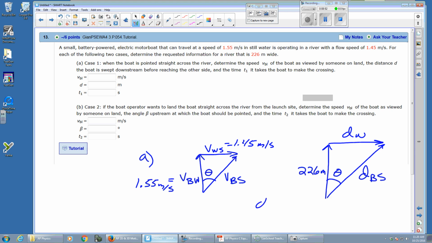Just using v is d over delta t, and so figure out the time from straight across, use that as my velocity of the water with respect to the shore to figure out the displacement of the water.